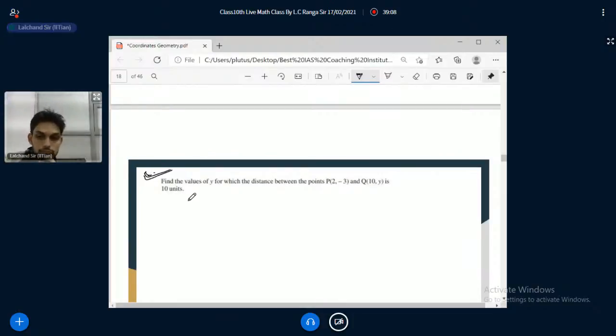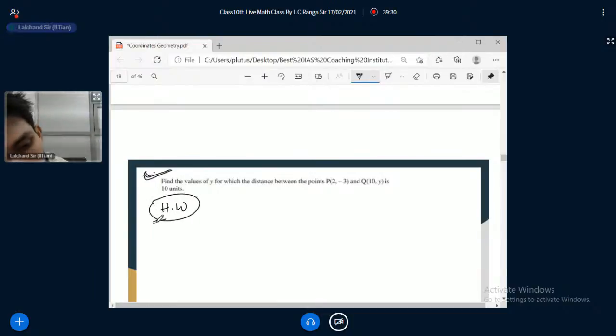Can you solve this sum? Find the value of y for which the distance between this point and this point is 10 units, using the distance formula. Now, we have solved several questions on distance formula, so you can note down this question and try it at home.